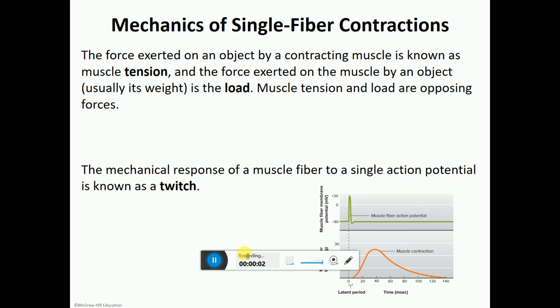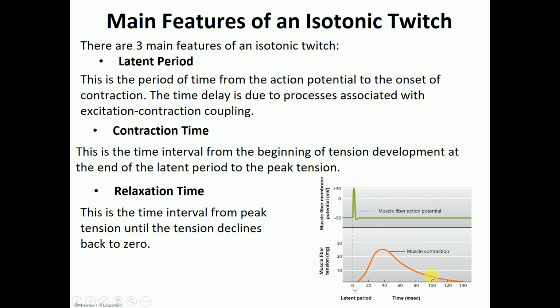Now let's talk a little bit about the mechanics of single fiber contraction. So what can you record if you're recording electrical and mechanical changes of a muscle fiber? The electrical changes are going to be the action potentials that occur, while the mechanical changes, we call that a twitch, where we have a period of contraction followed by a period of relaxation. So let's try to figure out what are the three main features of an isotonic twitch.